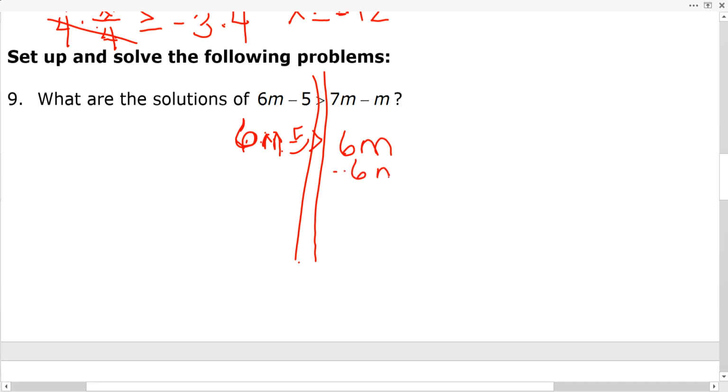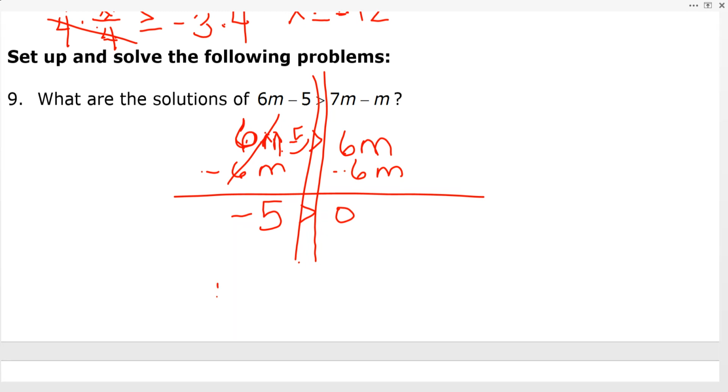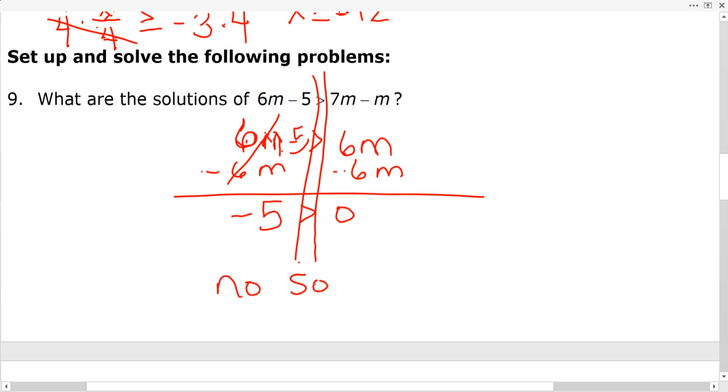Let's take 6m away from both sides. Remember that it's an inequality and that changes things. So I have negative 5 greater than 0. And so, in fact, it is incorrect. Negative 5 is not greater than 0, so there is no solution.